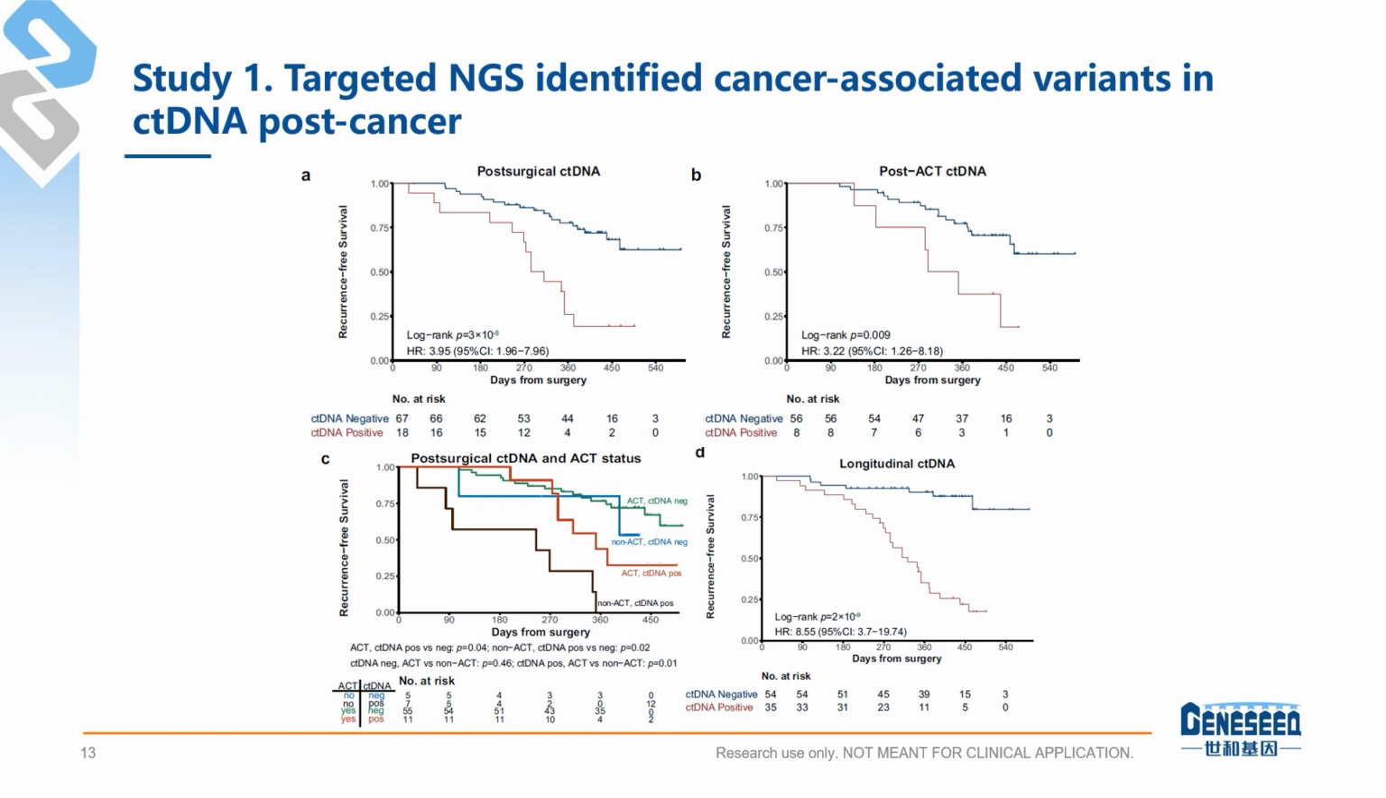Then we decided to take a look at whether the adjuvant chemotherapy status can affect the results or the rankings of the groupings. And what we found was that regardless of the ACT status, the ctDNA negative groups always come out above the ctDNA positive groups. And then finally, we also looked at the serial surveillance of longitudinal ctDNA. And what we found was that there's a significant difference between the recurrence-free survivals of the ctDNA negative group versus the ctDNA positive group.